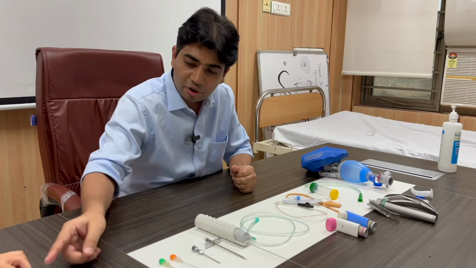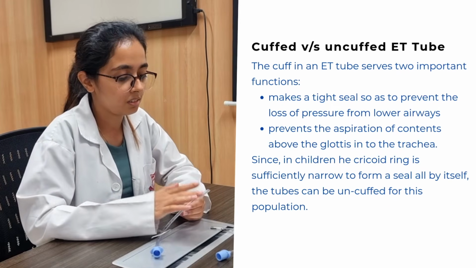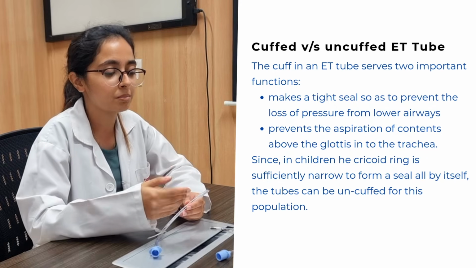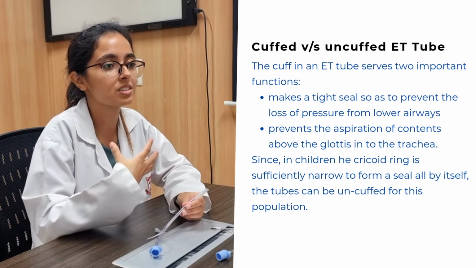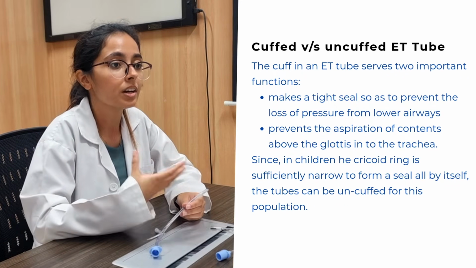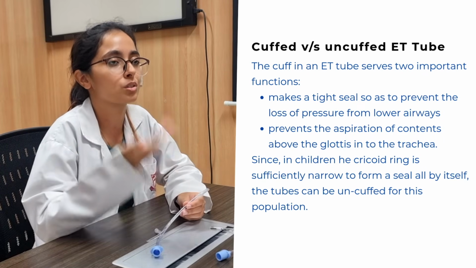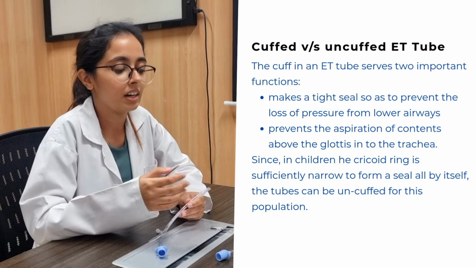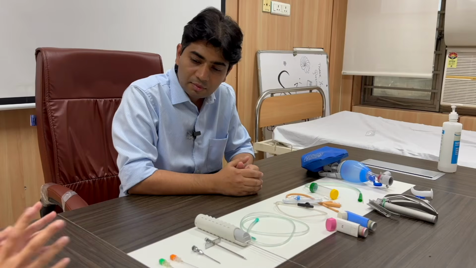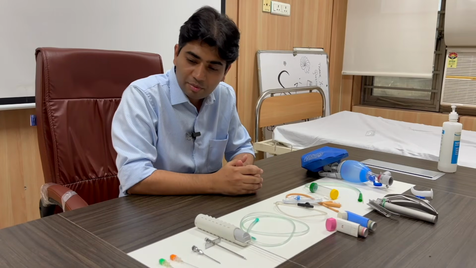And what are the advantages of having a cuff over an uncuffed one? Sir, it serves two purposes. Number one, it makes a tight seal and prevents the loss of pressure from the lower airway. And secondly, it also prevents aspiration of any content that's above the glottis into the trachea. And so that's it. And where should we use a cuffed ET tube?